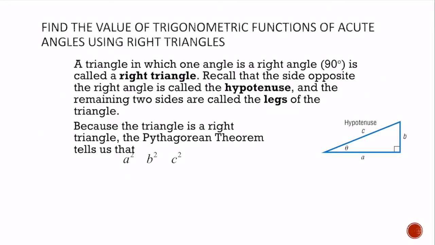In order to find the values of trigonometric functions of acute angles using right triangles, a triangle in which one angle is a right angle, 90 degrees, is called a right triangle. So recall that this triangle has a hypotenuse, and then the side opposite our desired angle and the one adjacent are the legs. Because that triangle is a right triangle, we can use the Pythagorean theorem, which is a squared plus b squared equals c squared.